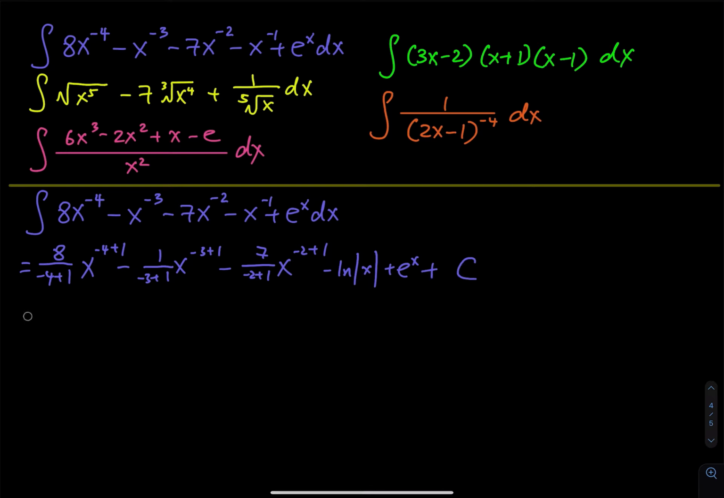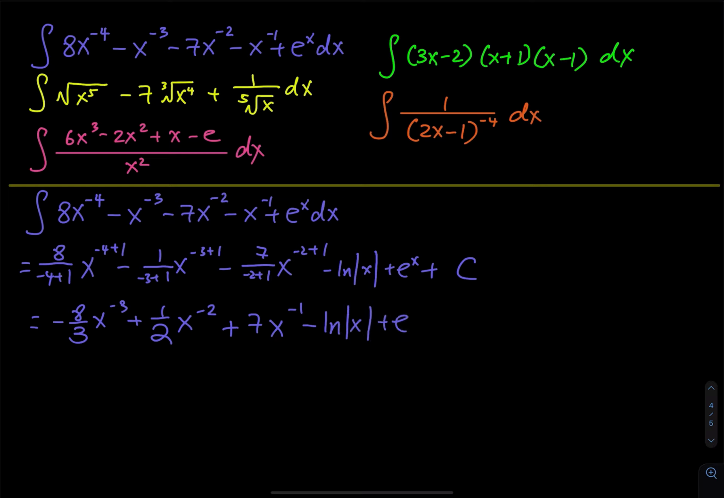Okay, so let's clean up the coefficient. The first one is -8/3, right? So -8 divided by 3, and then we have x to the -3, and then -3 plus 1 is -2, so we have a minus -2, so that will be a plus 1/2, and then x to the -2. And then we have a -2 plus 1, so that is a -1, so that becomes a plus 7, x to the -1, and then minus ln absolute value of x, and then plus e to the x, and then plus c. So let's box that.